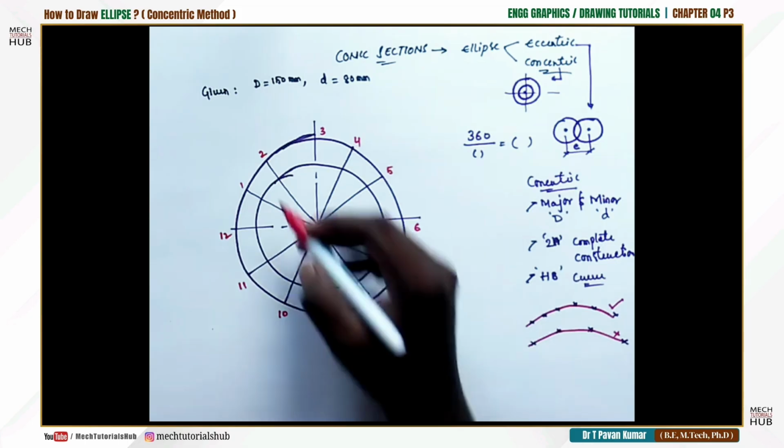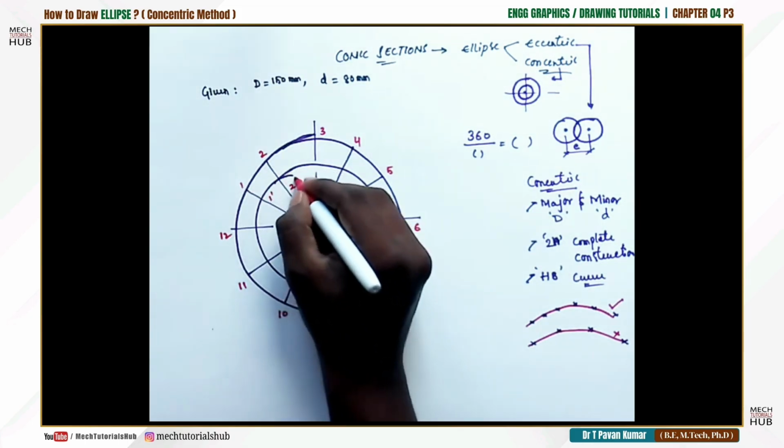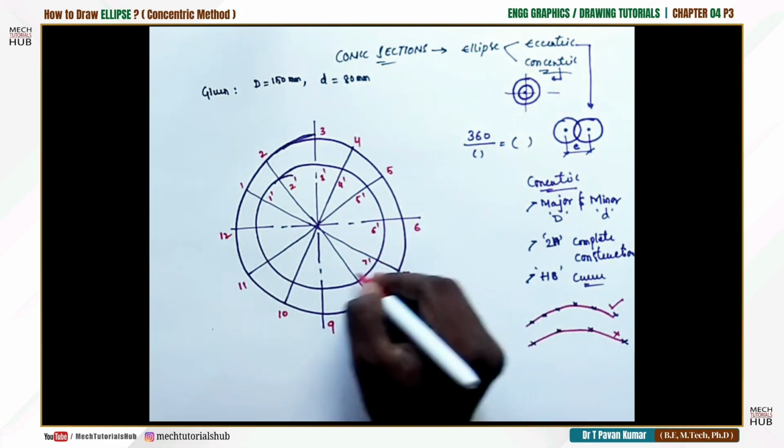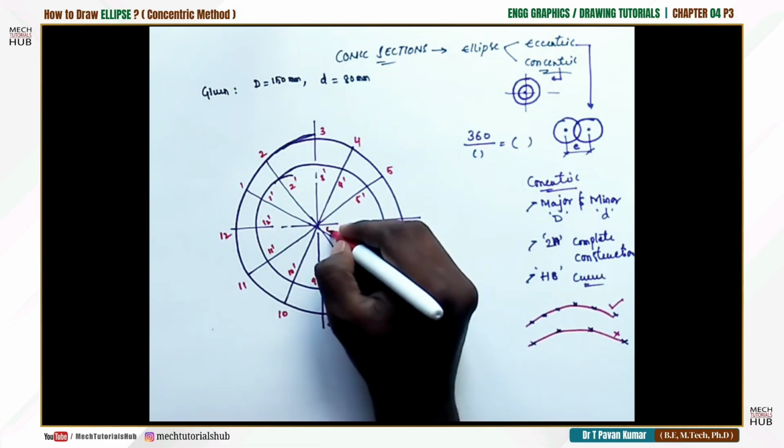Then again, wherever it is meeting the minor circle, let us name it as 1 prime, 2 prime, 3 prime, 4, 5, 6 prime, 7, 8 prime, 9 prime. Let us consider the center point as O.